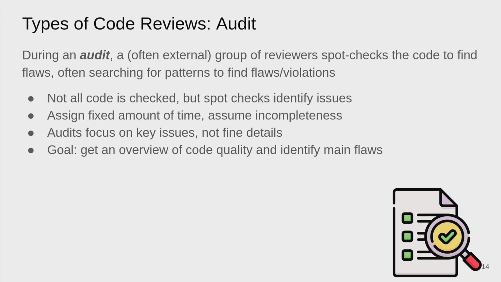The least precise form of code review is an audit. An audit is a group of reviewers that spot check the code to find flaws. They often look for patterns to find flaws or violations. An audit is what you usually do if you've been hacked and all your data has been sold on the dark net, and you're trying to regain trust in your user base.